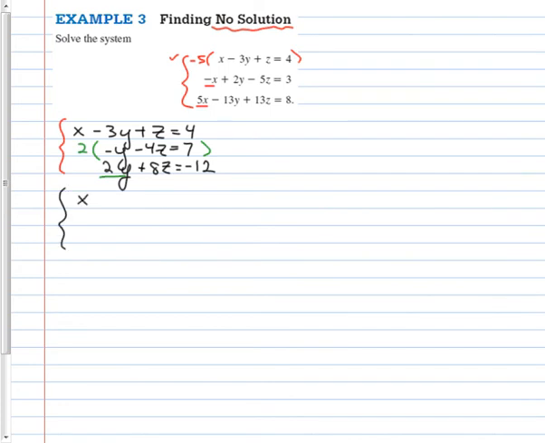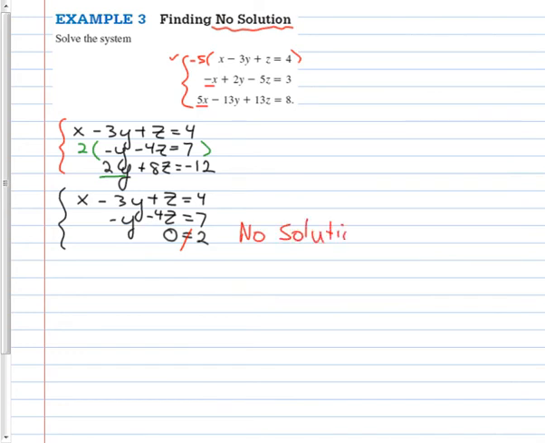First equation is done. X minus 3y plus z equals 4. Second one is good. Negative y minus 4z equals 7. Let's work on the third one. Negative 2y plus 2y. Y's are gone. Negative 8z plus 8z. 0. That's gone. In other words, I have 0 on this side. 2 times 10 is 14. 14 minus 12 is... And there it is. That's not true. We have no solution to this system.